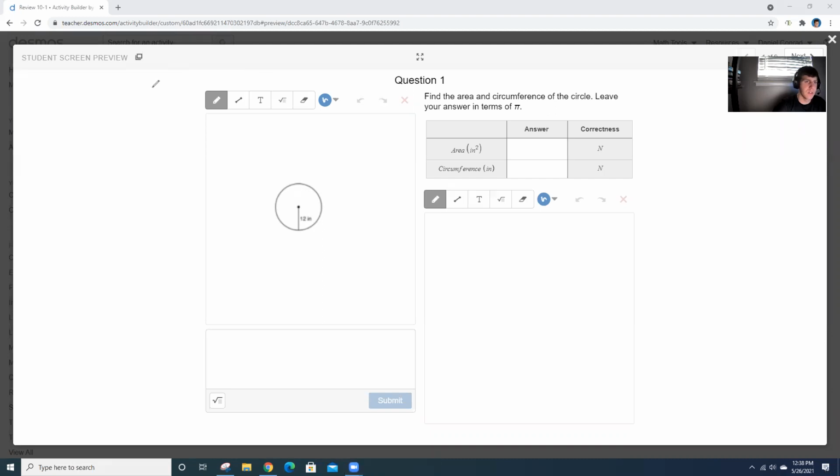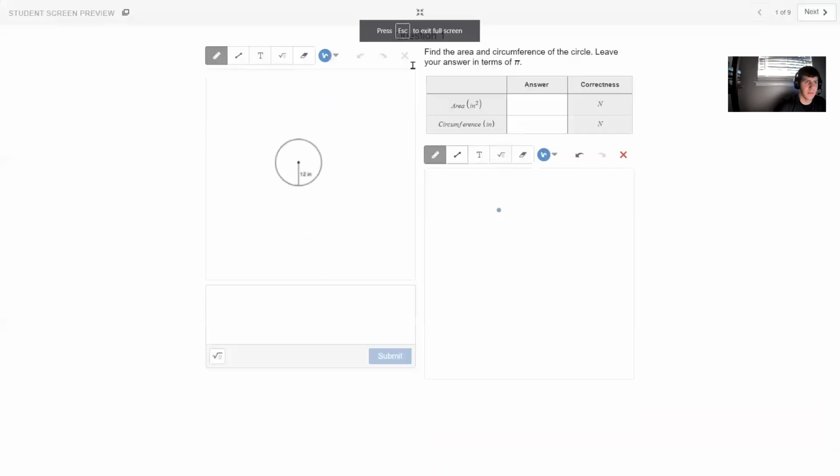Okay, so question 1 wants you to find the area and circumference of a circle. So area is pi r squared. Type it here, I guess. Right, area equals pi times the radius squared. Okay, so we're going to substitute in 12 for our radius. So area equals pi (12).